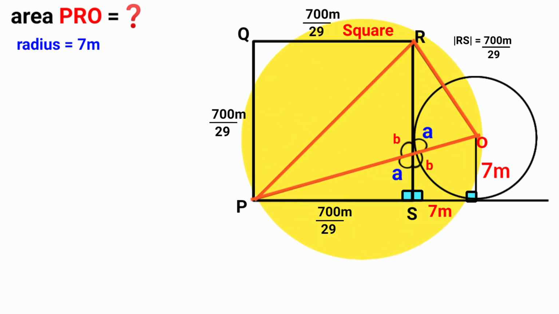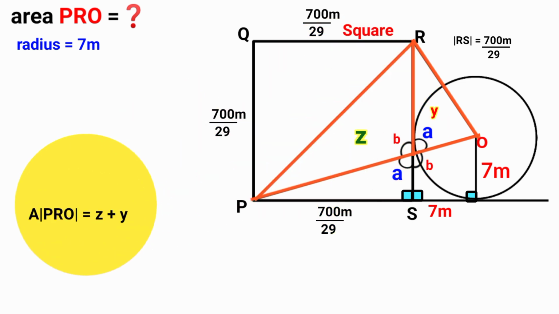If you look at this triangle PRO, its area is divided by this line into this and this. So let's assume the area of this triangle to be Y and that of this to be Z. Therefore, area of triangle PRO equals Z plus Y. Focus on this triangle here, which we assume its area to be Y.